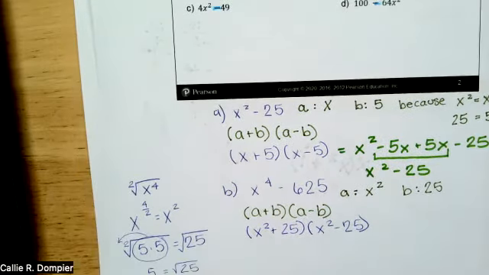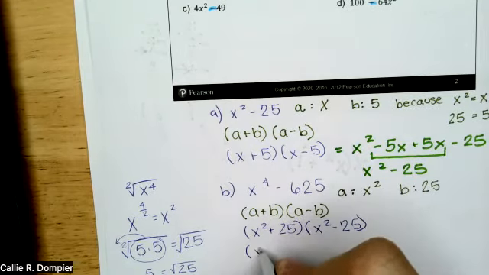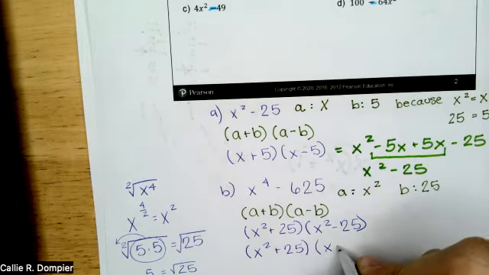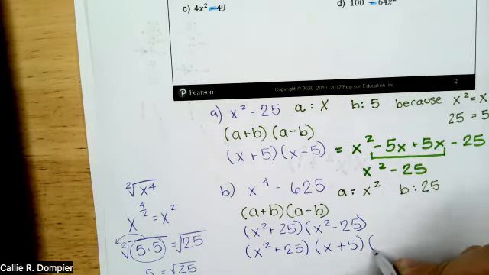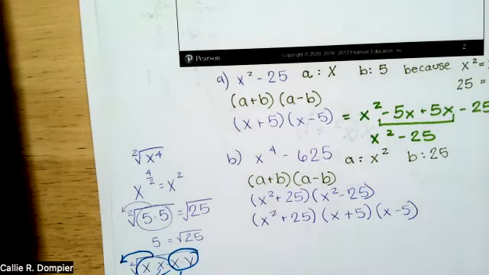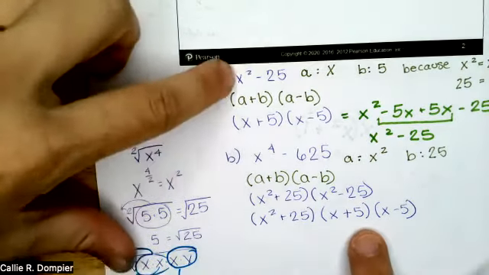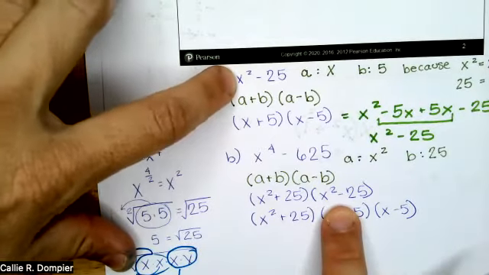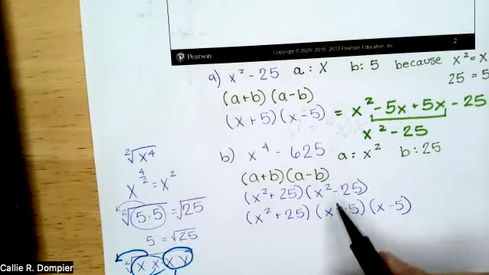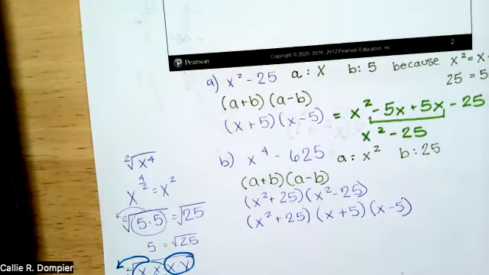Don't worry about then taking the perfect square of this one, right? You could say that that is x squared plus 25 times x plus 5 times x minus 5 if you wanted, but they're never gonna get that complicated. But basically, because that's the same as that one, or that one has perfect squares, you can also write it like that. Only the minus, not the positive one.